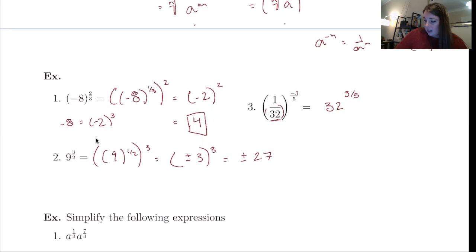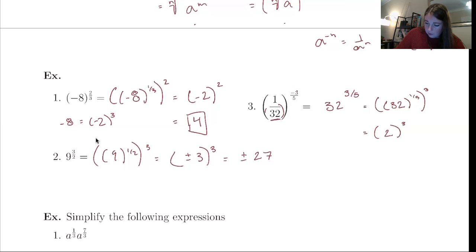So again, let's do our root first because we got 32 squared and I'm trying to find the 5th root of that. But since we know a few things, I know that 2 to the 4 is 16 and 32 is 2 times 16. So that's another 2. So the 5th root of 32 is just 2. And then I want to cube 2.